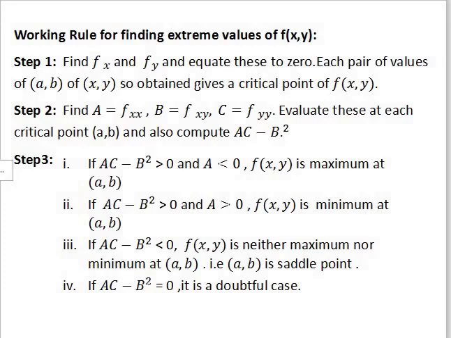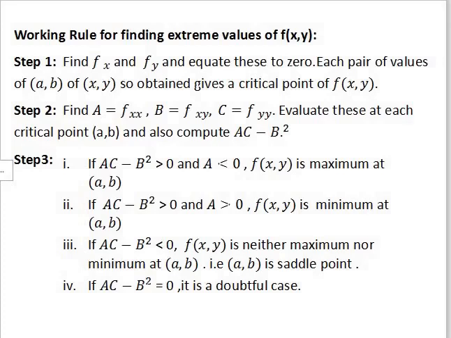Step 2. Find a equal to fxx, that is dou square f by dou x square, b equal to fxy, that is dou square f by dou x dou y, and c equal to fyy, that is dou square f by dou y square. Evaluate these at each critical point a comma b and also compute ac minus b square.